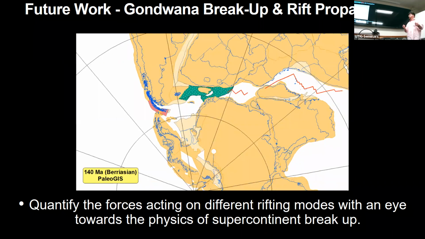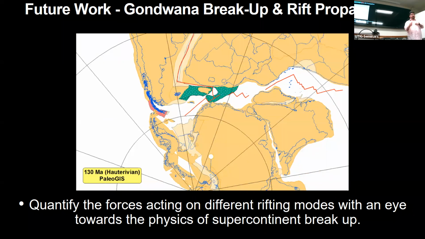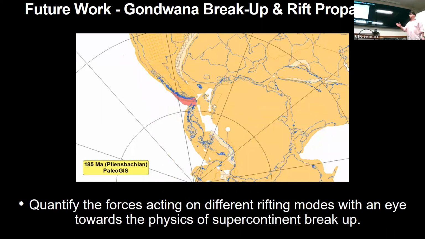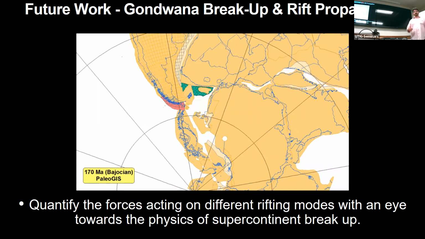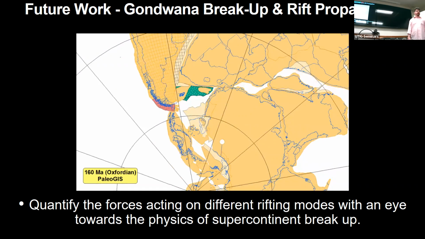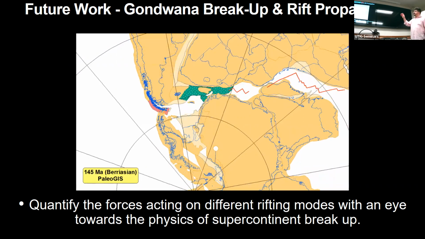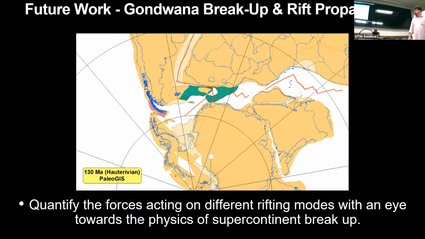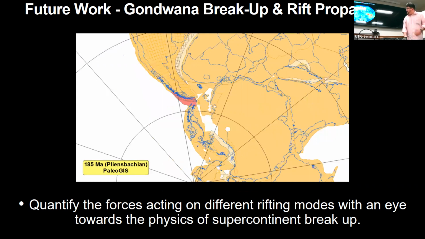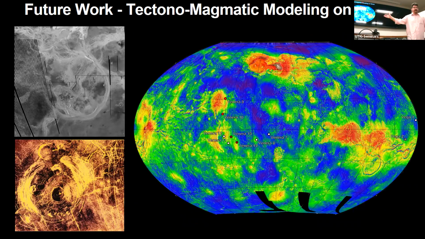So quantifying those forces, trying to understand how rifts propagate and how these high temperature detachment faults are what heat flow can do to affect the strength of the continental lithosphere, and explain why Gondwanaland in particular broke up, and supercontinents in general. And then taking these models and just going to a whole other planet.